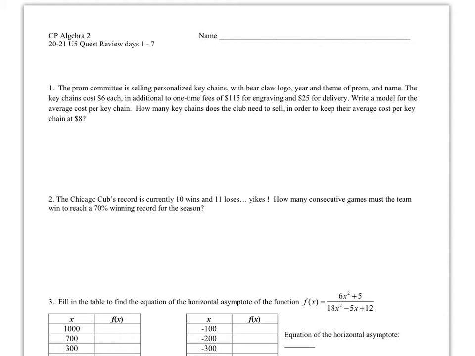The very first problem talks about selling a keychain, and it gives us information about how much each one costs, and it has a one-time fee as well as a delivery charge. The question is asking for a model of the average cost per keychain. So when you see that average, we know we're going to have it over a quantity.